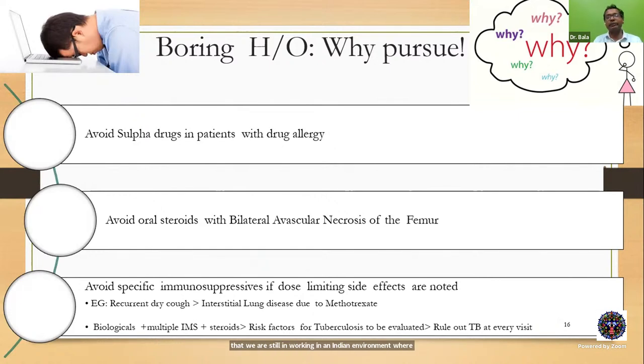So sometimes people brand us that we are a tuberculosis maniac. Don't get offended or feel sorry for that. We have to be very, very careful in ruling out tuberculosis. Half of the problem in uveitis will be solved if we rule out two conditions, that is tuberculosis and syphilis.